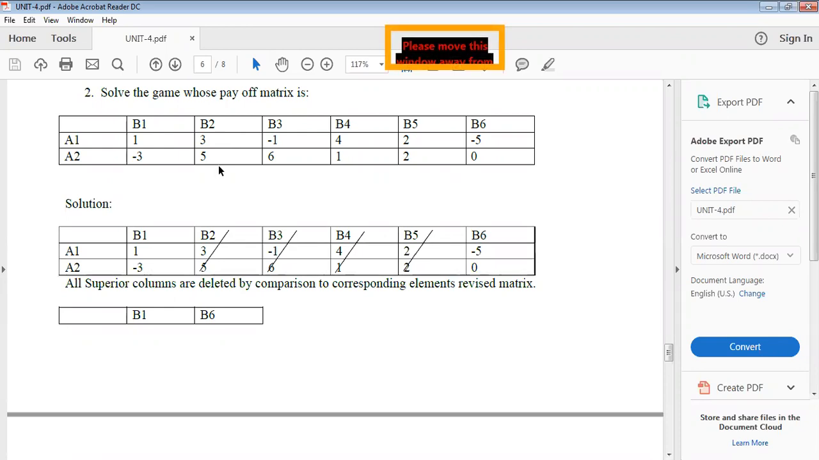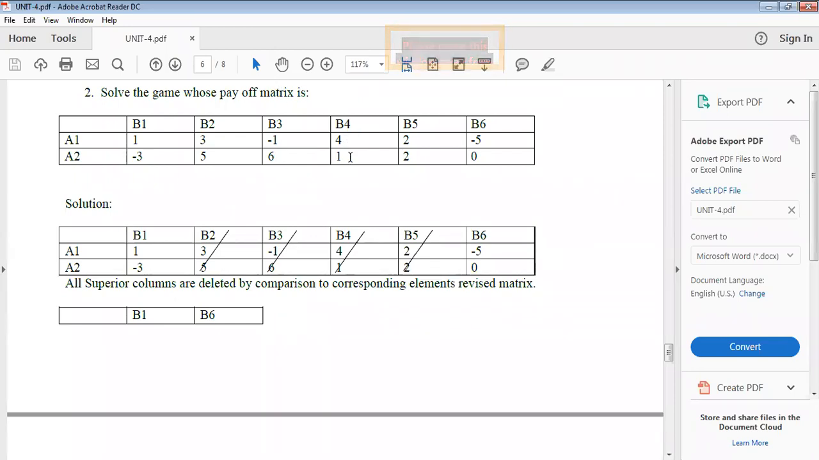Next thing is again minus 1, 6. It will compare. So minus 1 is greater than minus 5. So 1, 6 will go out automatically. 0 is greater than 6. Therefore, column B3 will also go out.